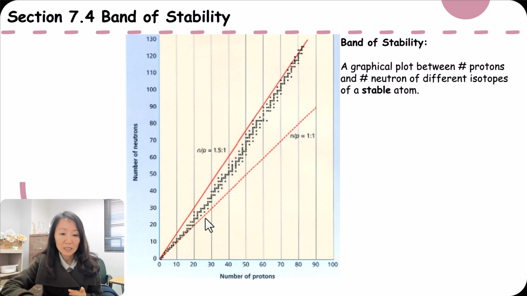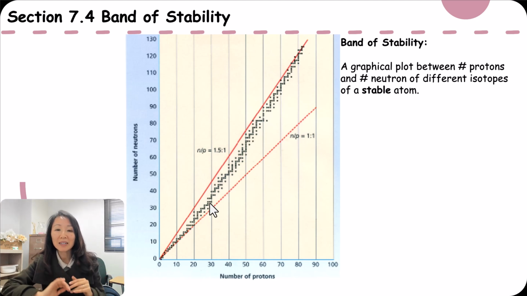So let's take, for example, I'm just going to pick a random dot here. So let's say this one. This is number of protons 30, so that would be zinc. And so the number of neutrons, maybe 30 protons and 32 or 33 neutrons, and that would be considered a stable isotope of zinc. So it'll be a zinc-33.